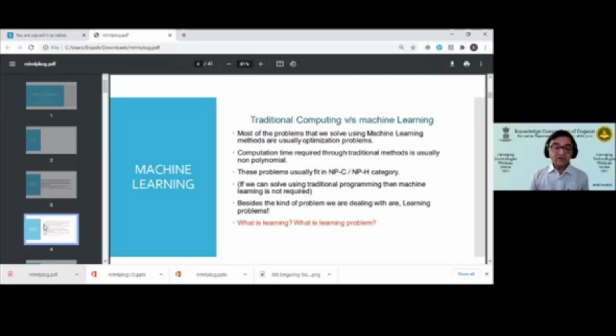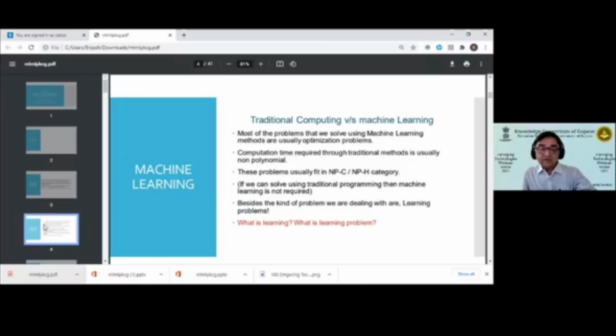So if we can solve a problem using a traditional program, then machine learning is not required. But there are some known problems which cannot be solved in polynomial time. Technically, all the machine learning problems that we are formulating and discussing can be proven to be in this NP complete or NP hard category. For example, learning of a Bayesian network is an NP hard problem. So you can deduce from this that other machine learning problems can also be NP hard.